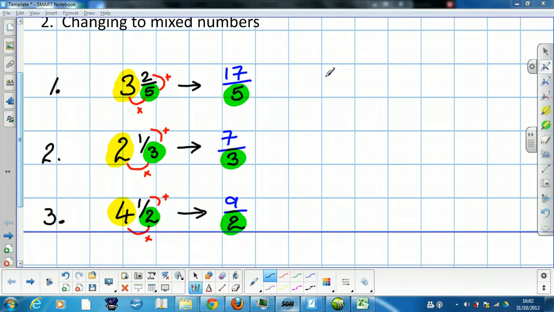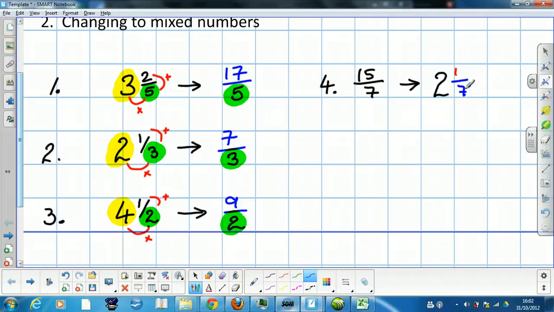What about the other way round? Maybe I should have started with that, because it's actually easier. Here we've got an improper fraction, 15 over 7. I'm going to change that to a mixed number. Watch what I do. 7 goes into 15 twice, remainder 1, and underneath the 1 goes the 7, as when we were working the other way. Do you see that the denominators stay the same?